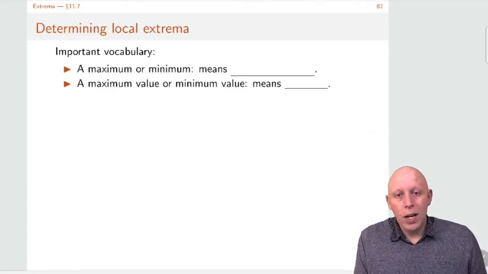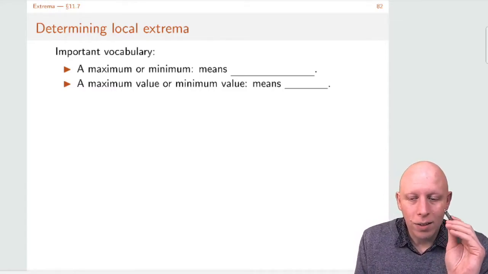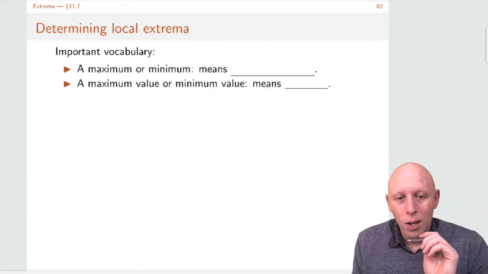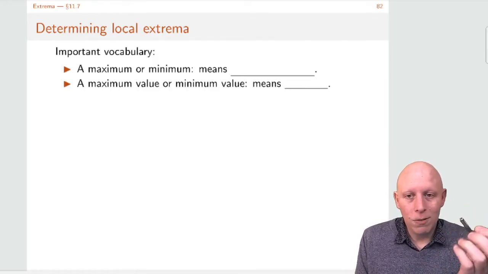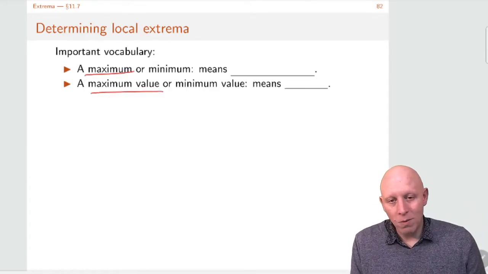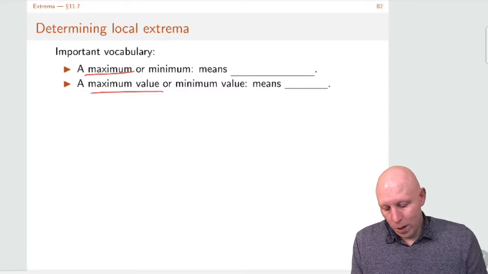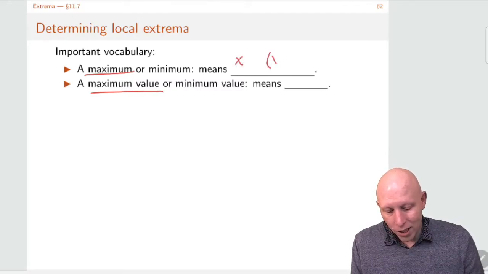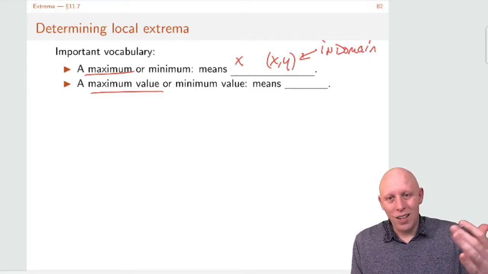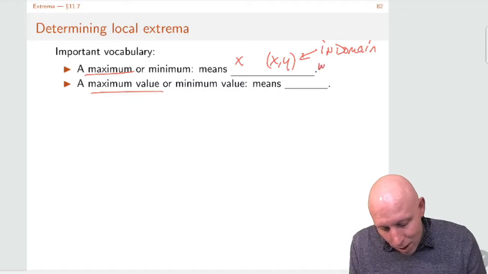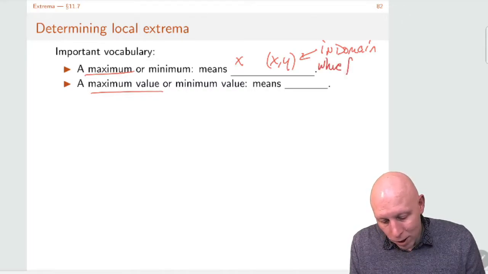I think it's really important, as you're reading through the book or writing things for yourself, that there's a difference between a maximum and a maximum value. A maximum or minimum is the x, or the (x, y) pair, in the domain where the function has an extreme.